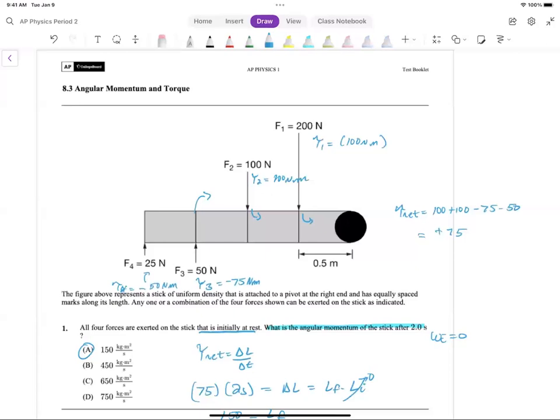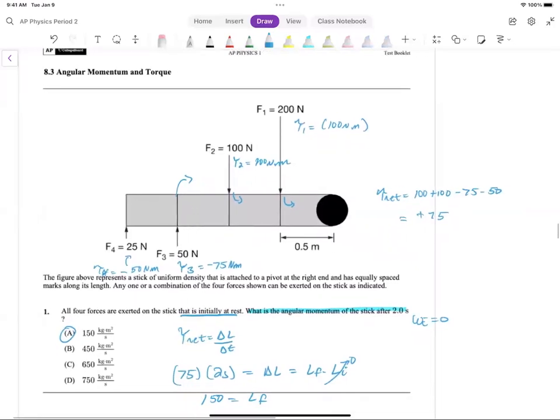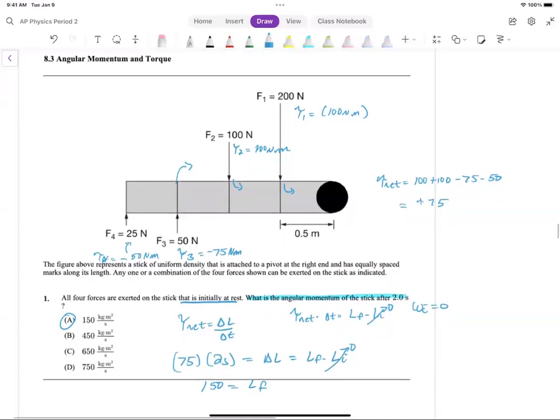They wanted to know what is the angular momentum of the stick after 2 seconds that those forces have been applied. If I want to know the angular momentum, then I know that the net torque times the time is equal to the change in angular momentum, which is angular momentum final minus angular momentum initial, and the angular momentum initial is 0. So net torque, which we can calculate by adding all the torques, is a positive 75 Newton meters. They told me 2 seconds. So 75 times 2 is 150.